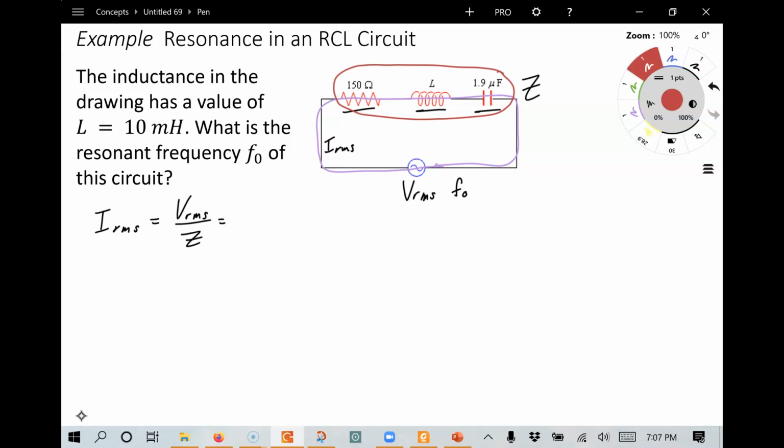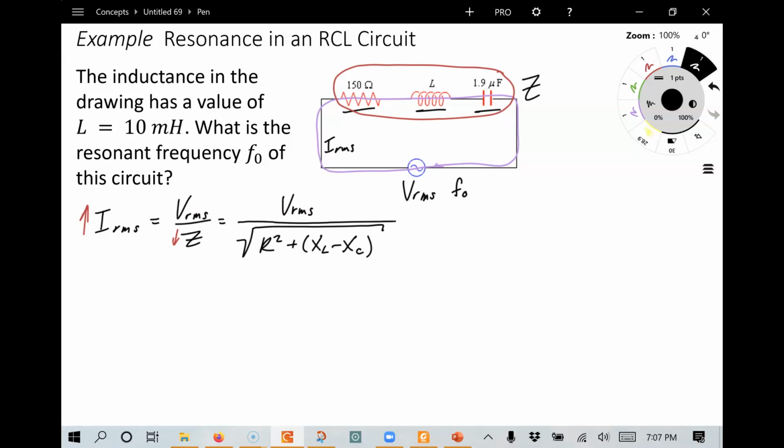Now if I want to maximize the current, we need to minimize the impedance for any given voltage, right? Let's write out what the impedance is equal to. The impedance, we know, can be written as the square root of the resistance squared plus the inductive reactance minus the capacitive reactance squared. How do we make this entire denominator as small as possible? Well, if we can make these two sum to 0, then that whole term will be 0. How do we do that?